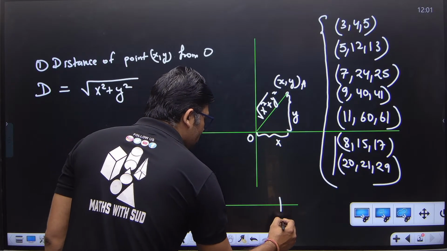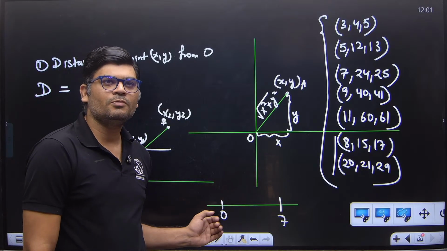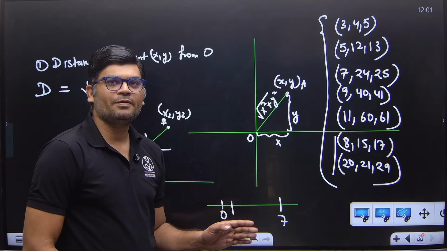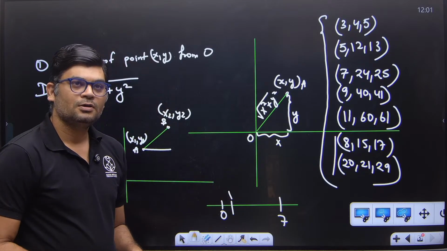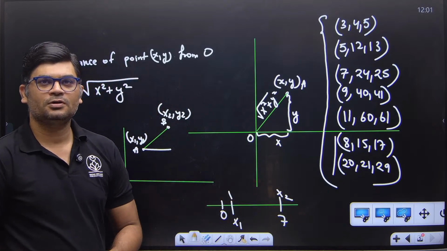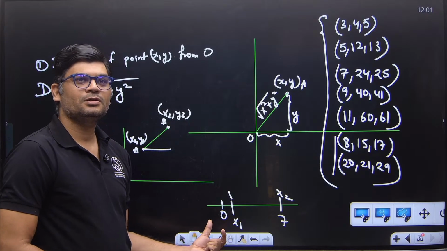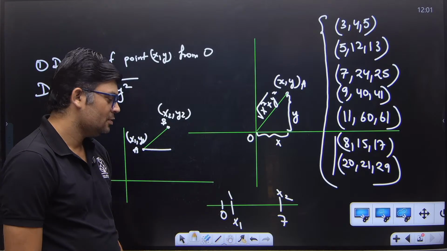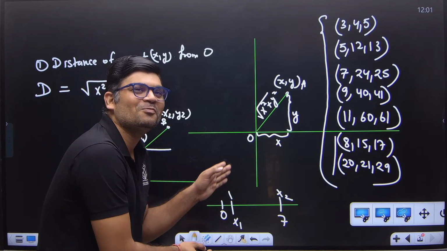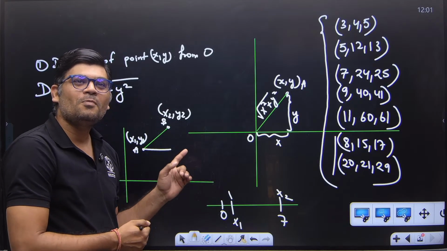Suppose you are on 0 and you are going to 7, how much have you moved? 7. Suppose you are on 1 and you have moved to 7, how much have you moved? 6. Good. Now suppose you are on x1 and you have moved to x2, how much have you moved? I told you, you are standing on x1 and you have moved to x2. How much have you moved?